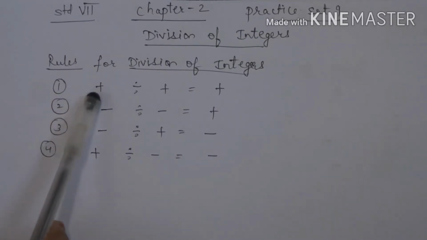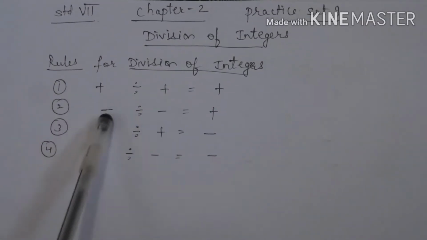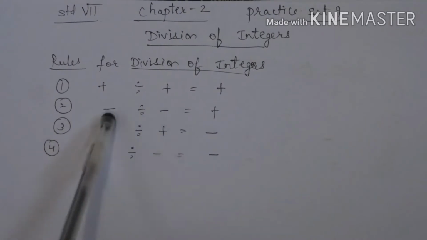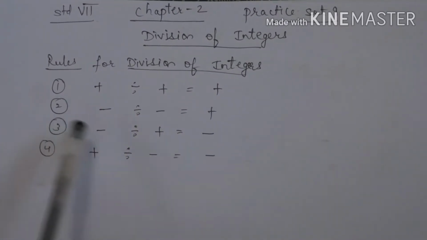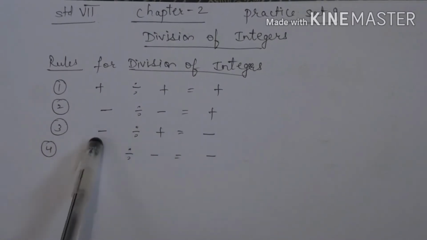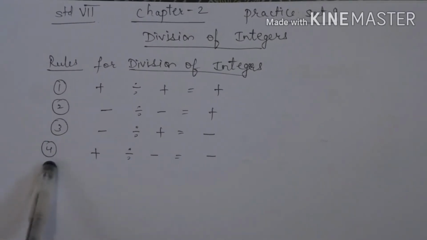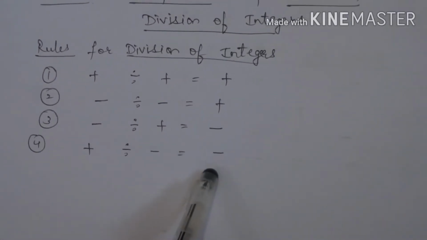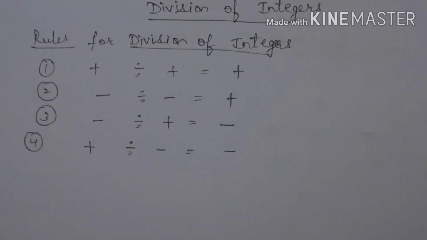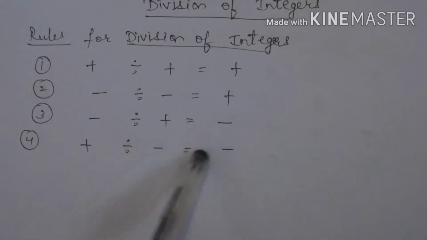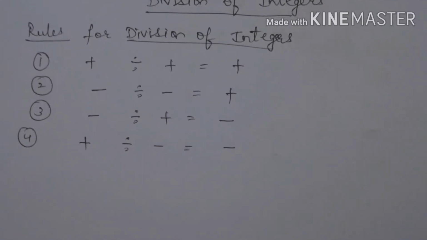See the first rule, plus plus is plus only. Second, minus minus, if two numbers of division are having minus sign, again you will give them the plus sign. Third rule, they are having different signs, minus plus, you will give the sign minus. Fourth rule, plus minus, again minus. That means if same signs are there, you will give the sign plus. If different signs are there, you will give the minus sign. These rules are same like we have studied in multiplication of integers.